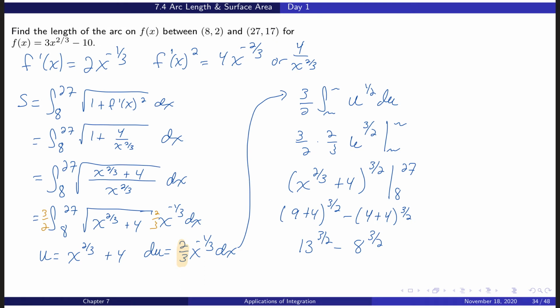So we're going to walk through two examples. The first one says, find the length of the arc on this function between the points (8,2) and (27,17). So the formula, I need the derivative of the function, and then I need to square the derivative of the function. So the derivative is 2x to the negative 1/3. That quantity squared produces 4x to the negative 2/3, or 4 over x to the 2/3. Plugging everything into the formula, I'm starting at an x value of 8, I'm ending at an x value of 27, and 1 plus f prime of x squared is this quantity here.